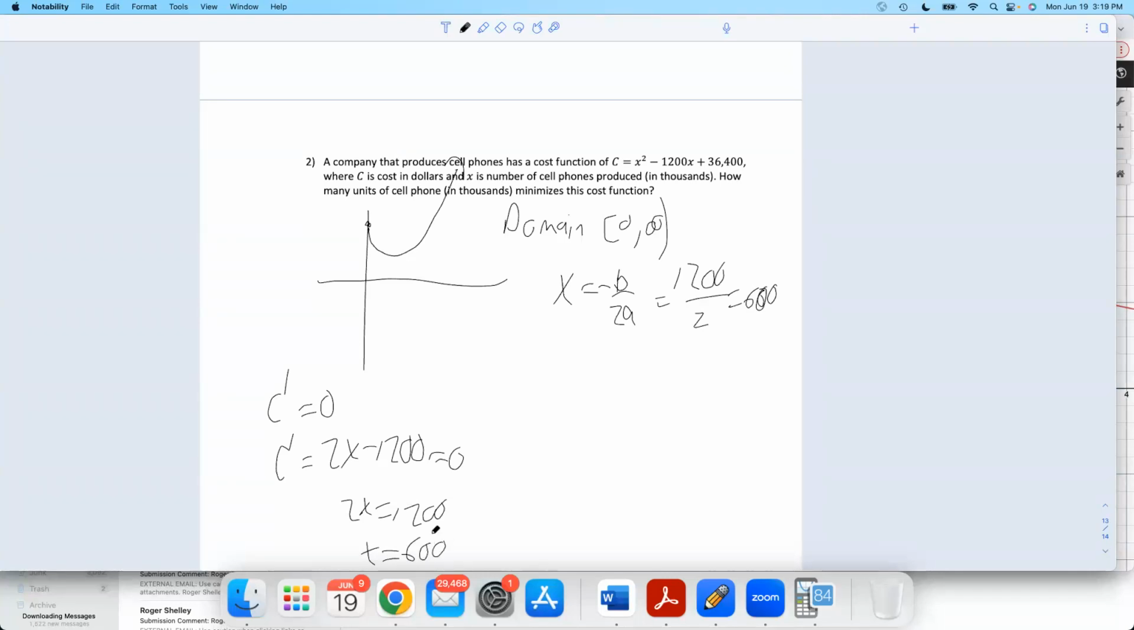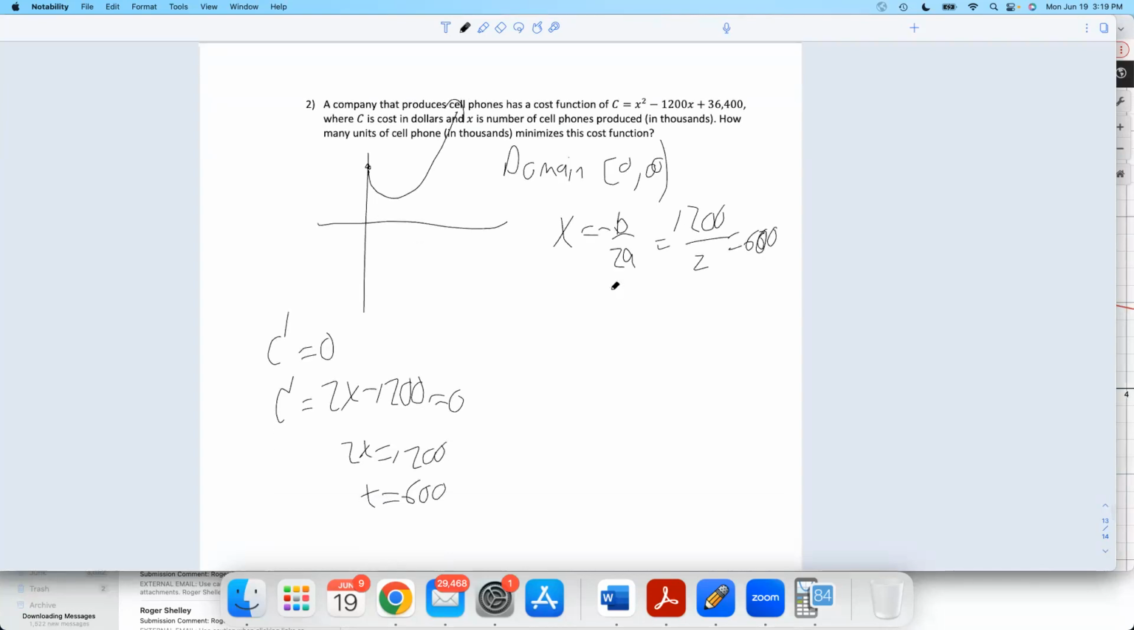Oh my God, we got the same value. Of course we did. That's where this formula comes from. That's how we know that the vertex is at negative b over 2a. We just take the derivative of a standard quadratic.